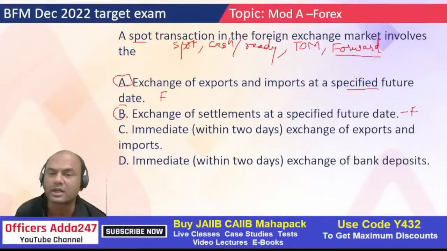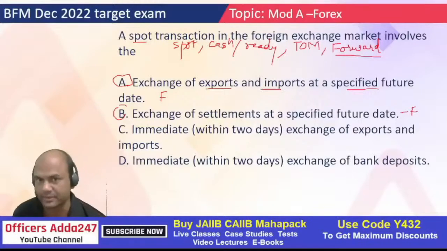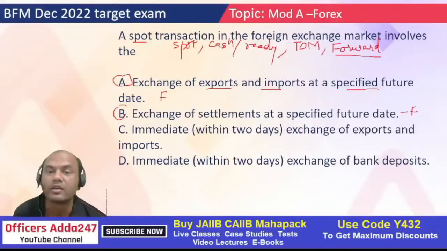But in a future date forward also we don't exchange export and import over there. Presently, it can be said that it can happen, but only when we don't have that currency, meaning we don't have dollars and rupees. If we have a barter system, then we'll exchange export and import at that time. So presently we don't use this A system, although theoretically that can be the answer for forward. But B is the regularly used answer. Why? Because we have currency in between. Exchange of settlements at a specified future date is basically forward.